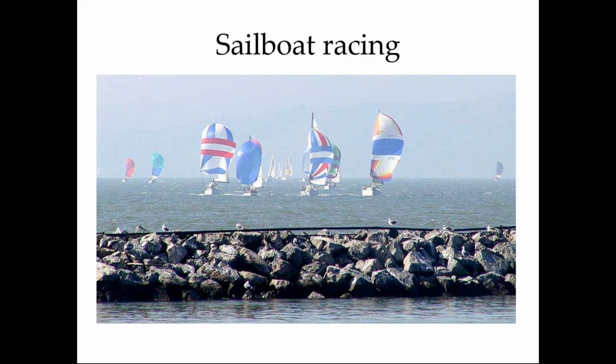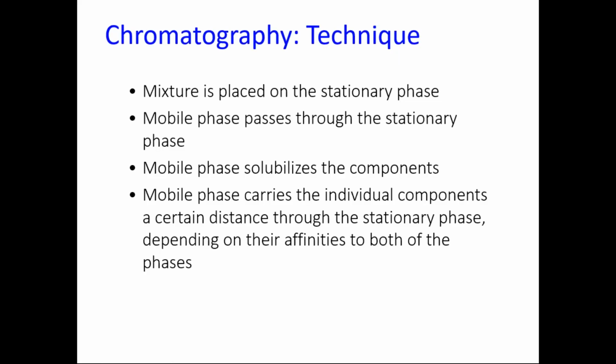Here is a second example of sailboat racing, where you see that the sailboats are the mobile phase, the water in the sea is the stationary phase, and this finish line over here is the solvent front. So you have the mobile phase, you have the stationary phase over here, and of course you have the solvent front. So how is this technique of chromatography carried out?